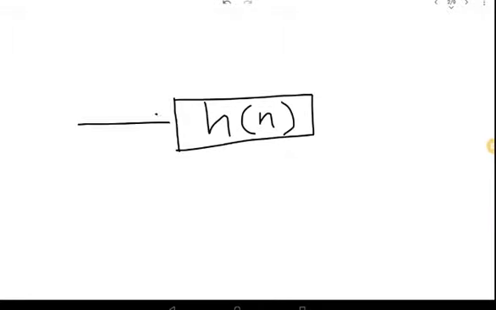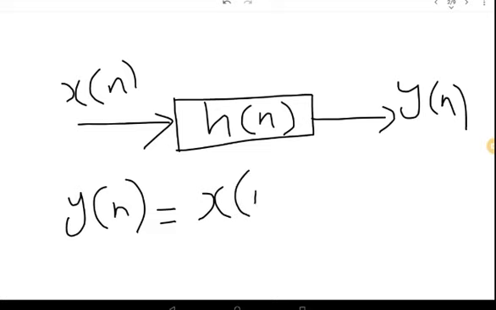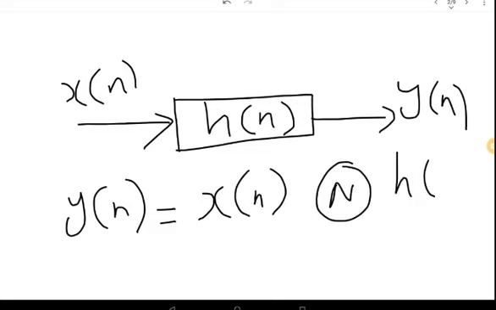and input x of n, and we can find the circular convolution of these two sequences, that is x of n and h of n. We will get output y of n, and we can represent y of n as y of n is equal to x of n circular convolution of h of n. This is the symbol used to represent circular convolution, that is, draw a circle and mark n inside the circle.